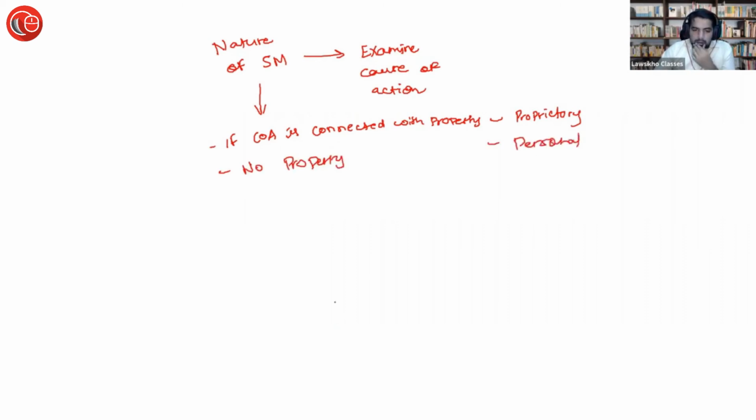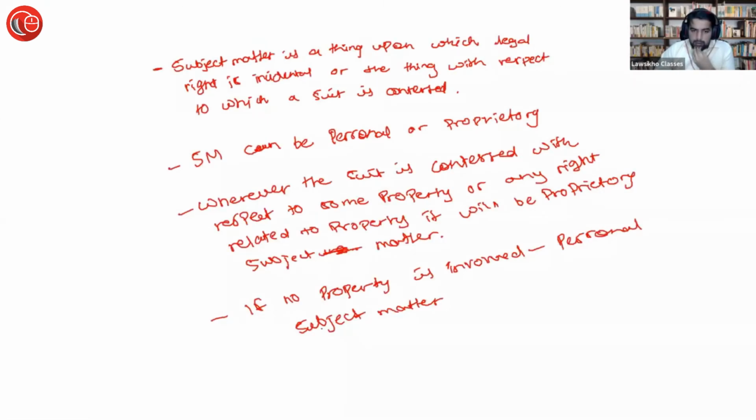ठीक है? COA, cause of action. COA is cause of action. ठीक है? पीछे करें, आगे बढ़े गाइस. हो गया?